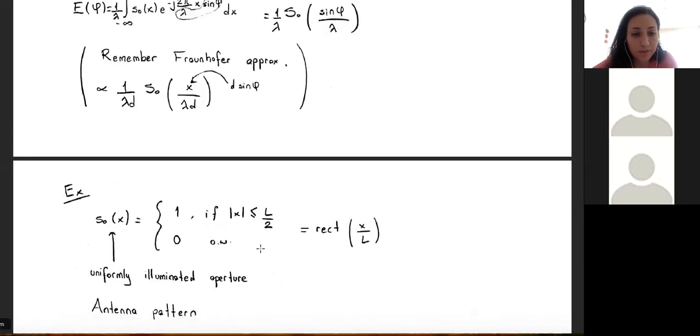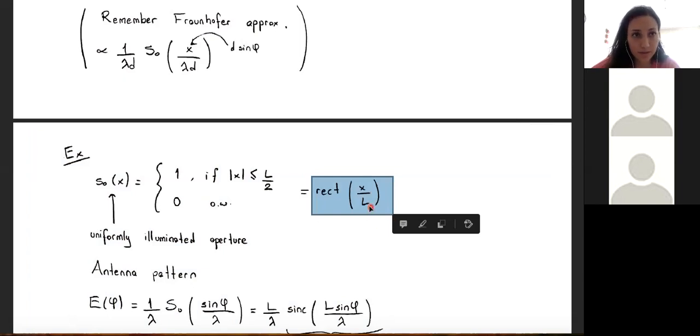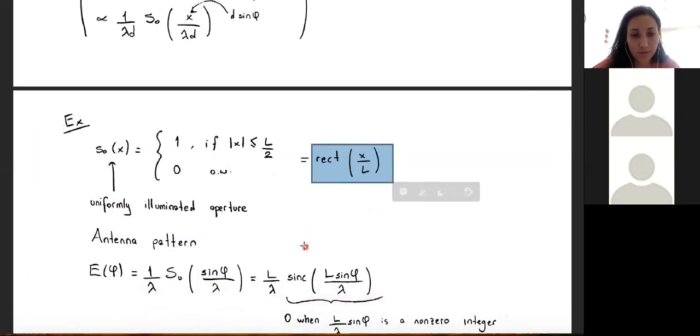If someone designed this uniformly illuminated aperture, let's find the antenna pattern we're going to see in the far field due to this uniformly illuminated aperture. We know that we can mathematically express this function through a rectangle function scaled with L. So that's the uniform illumination in terms of the rectangle function.